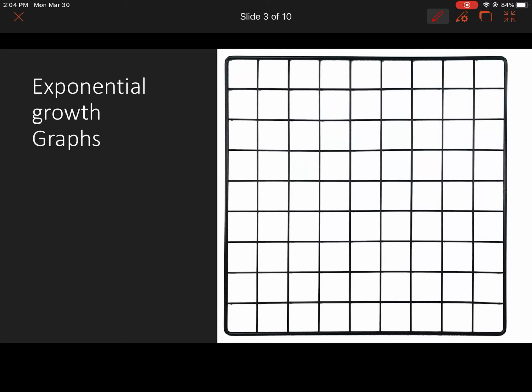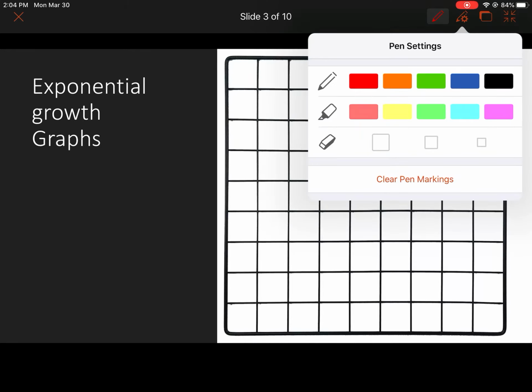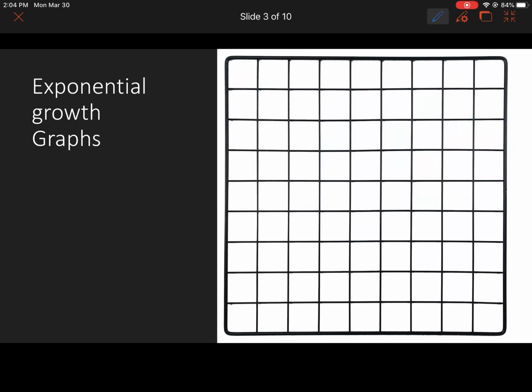I'm going to use a different color here. Let's say, yeah, I'm pretty partial to blue. Hopefully you can see that. These are going to be our x and y axis on the graph. Remember, this is our x, this is our y, and we are going to be graphing one of the simpler exponential growth functions. We'll say y equals 2 to the power of x.